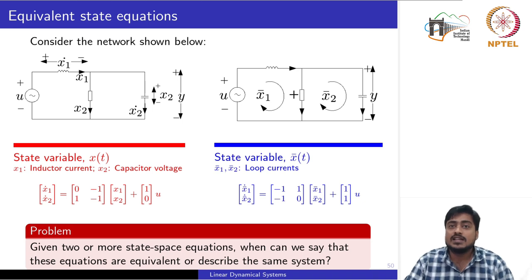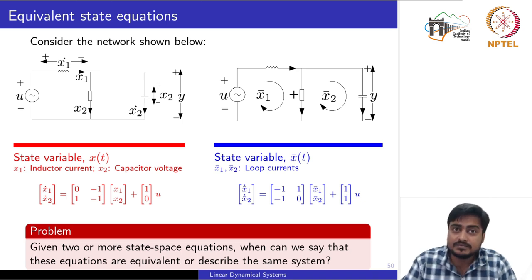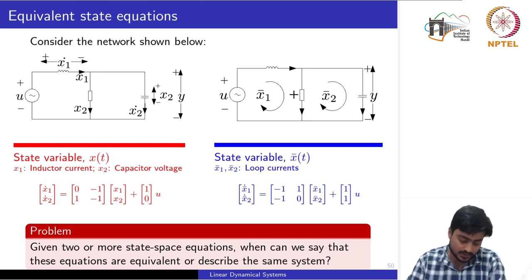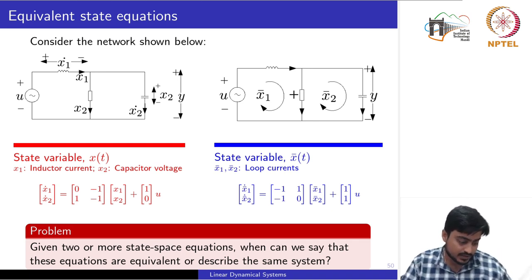Now naturally, given a circuit, we have defined two different state space representations. So we know at the outset that these two representations describe the same system. Now we'll take the converse problem: given any two state space representations, how can we ensure that they describe the dynamics of the same system? This is the problem we will address today.